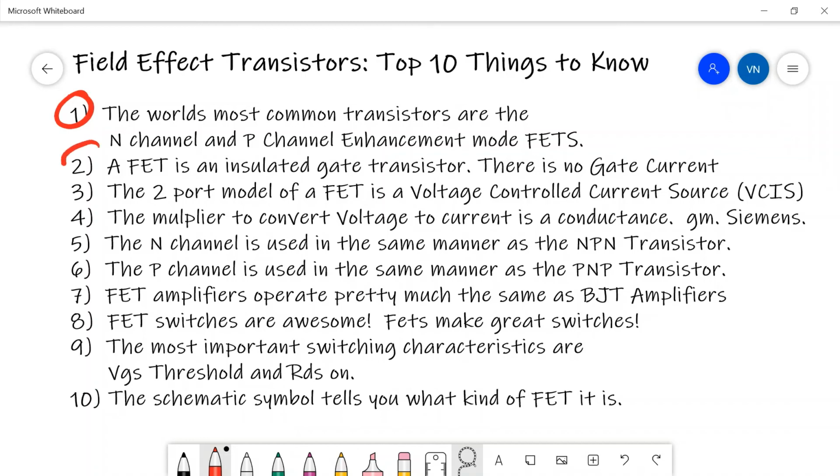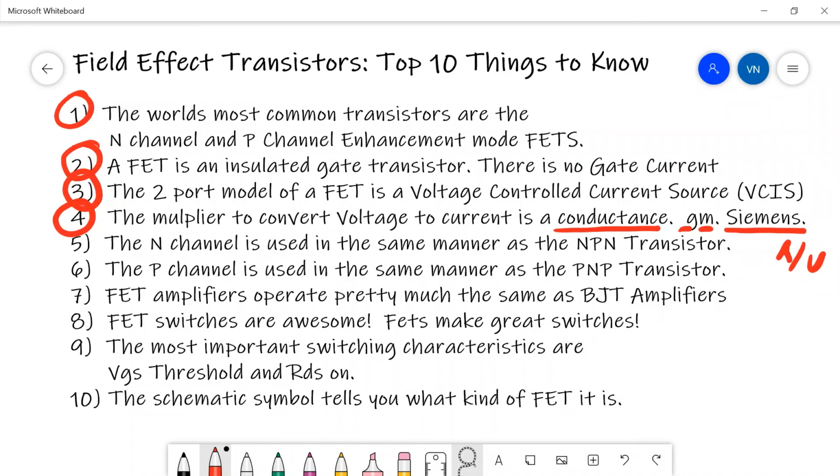Number 2, a FET is an insulated gate transistor. That means that there is no gate current, and it also means that the 2-port model of a FET is a voltage-controlled current source. Since there's no gate current, this cannot be a current amplifier. Beta is not the value you use to figure out what the output current is. The multiplier that you would use to convert the input voltage to an output current is a conductance factor, and we call that GM. That's the name that's given to it, and the units are in Siemens because it's amps per volt. It's how many amps do I get out for every volt of input.